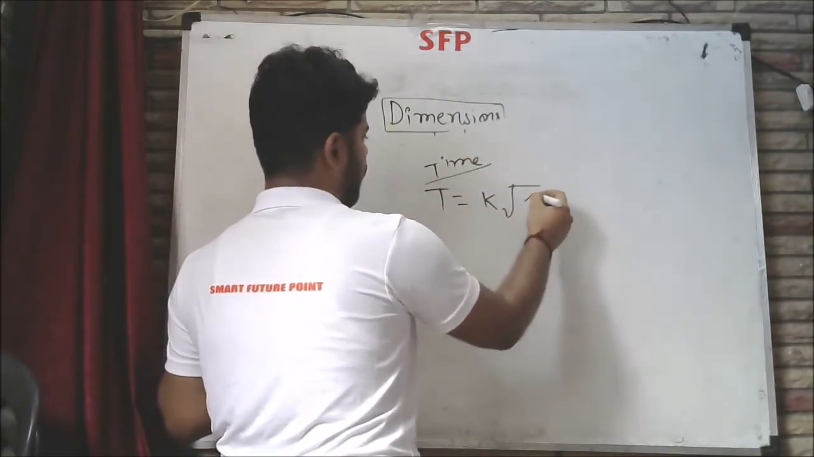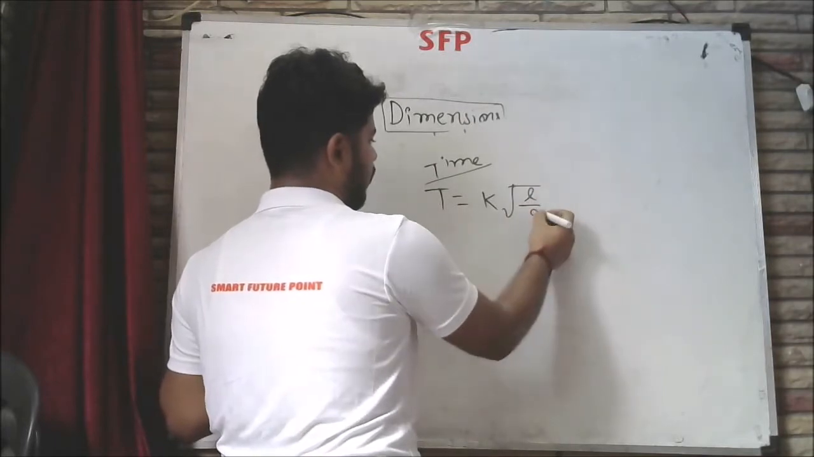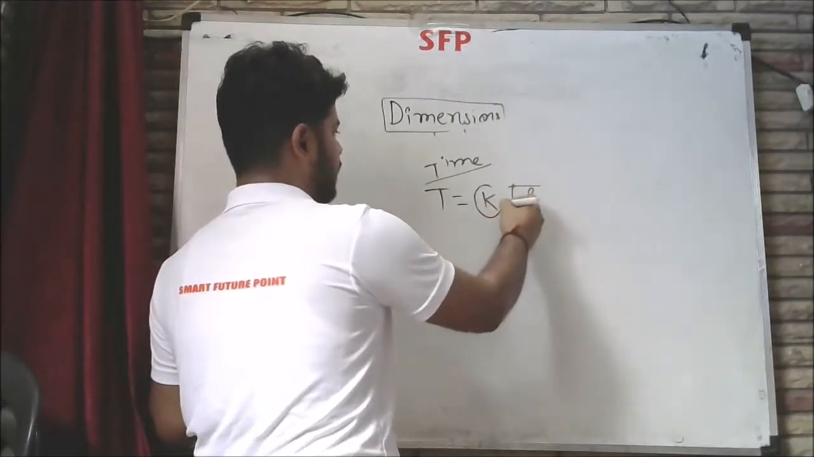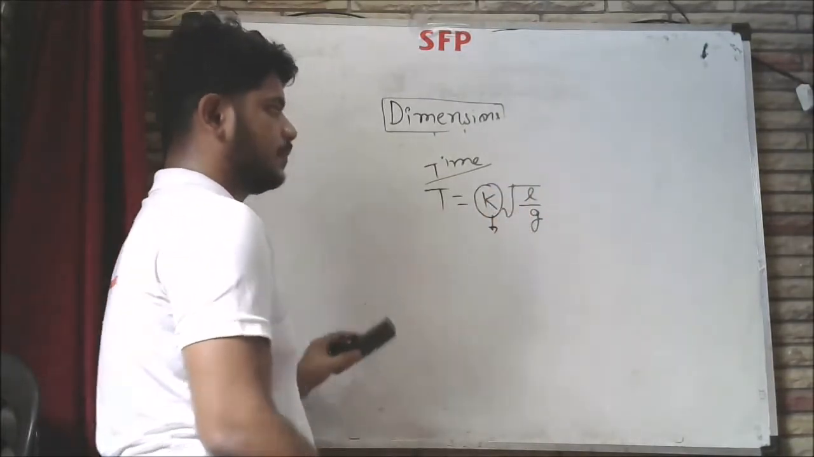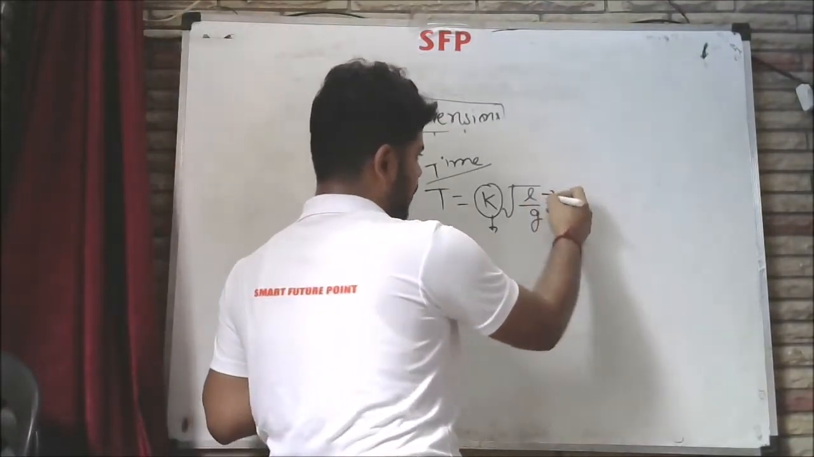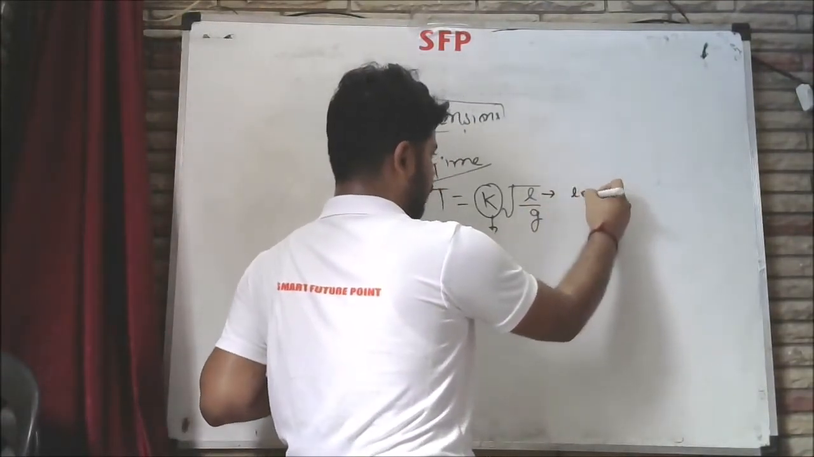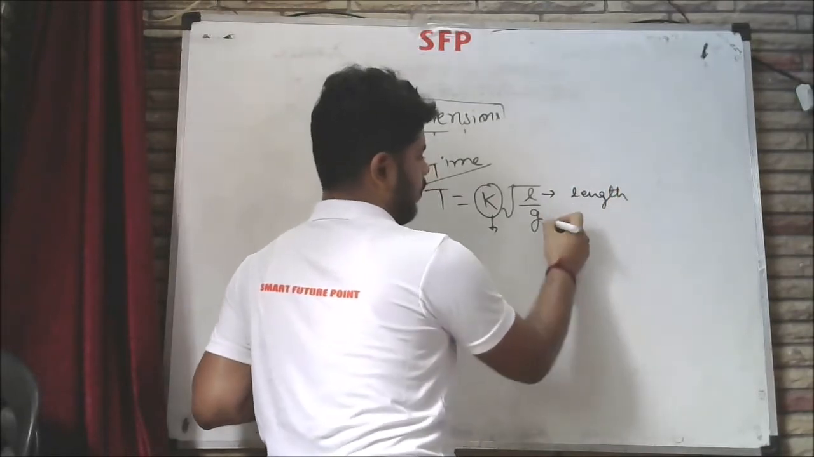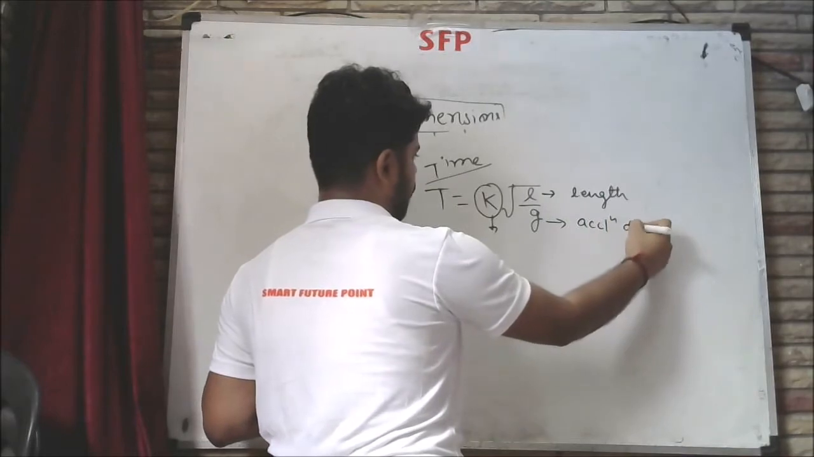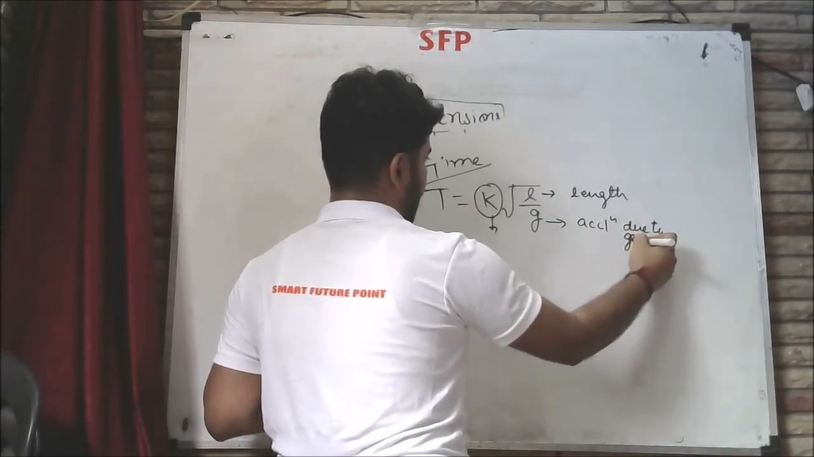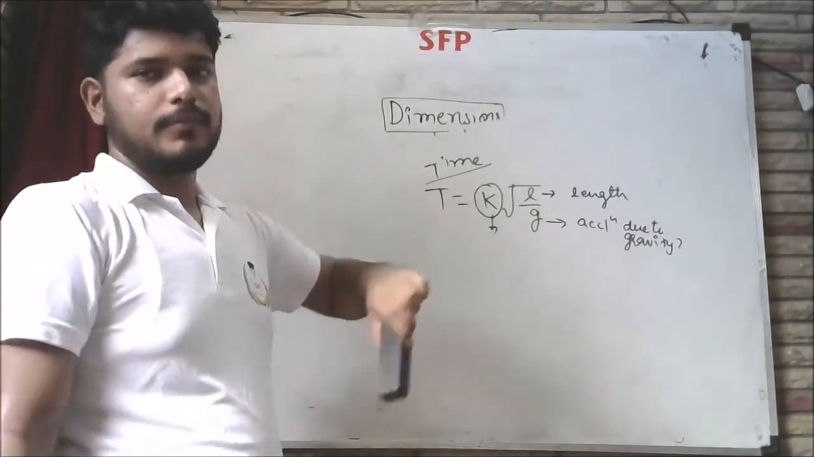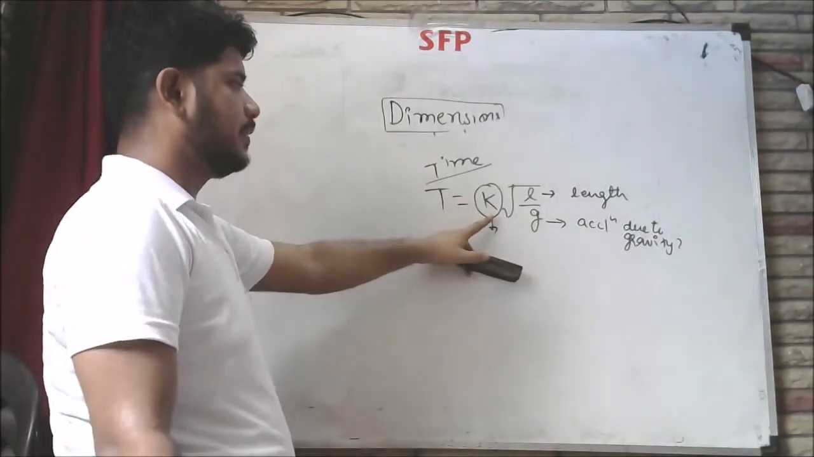K root of L by G. What is the dimension for this? L is representing your length and G is representing your acceleration due to gravity. Now I'm going to find the dimension of K.